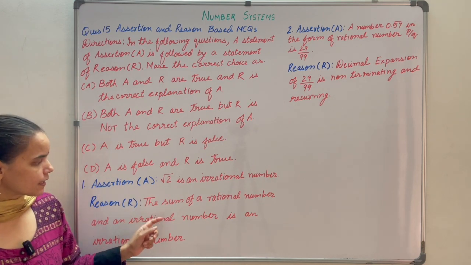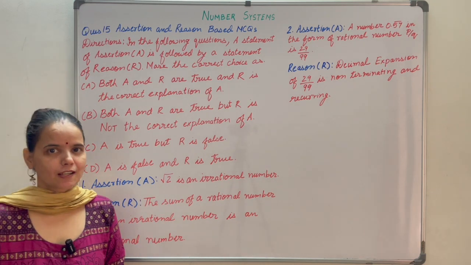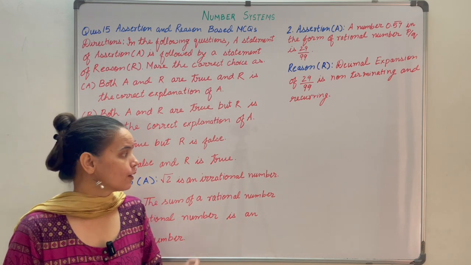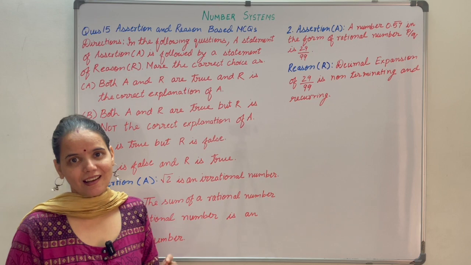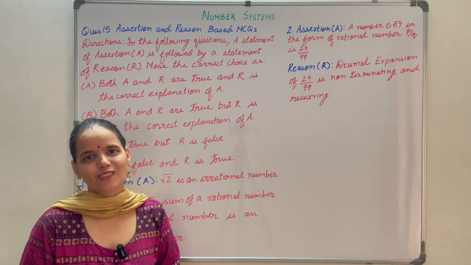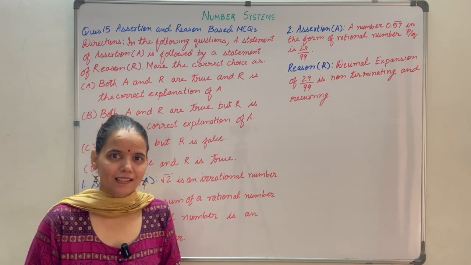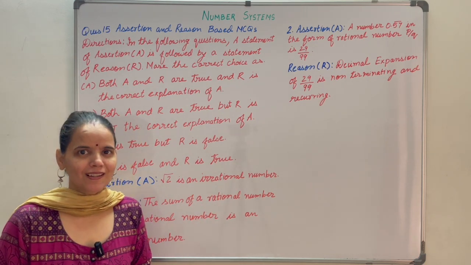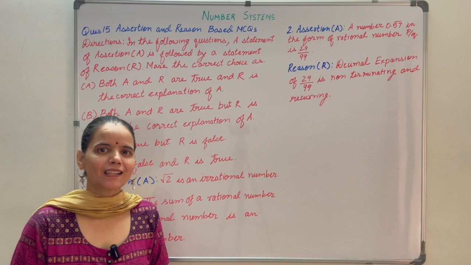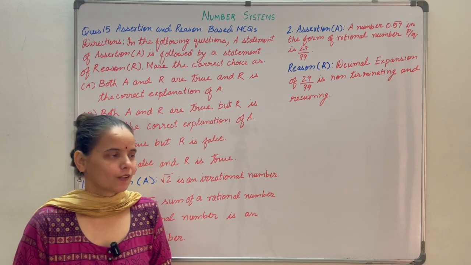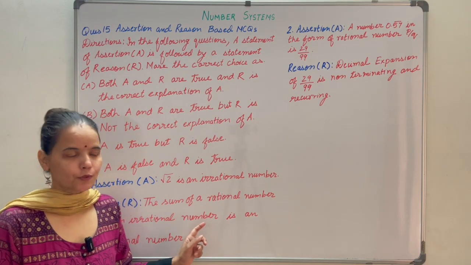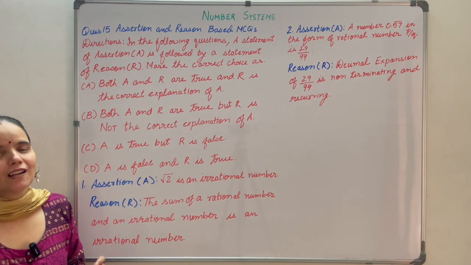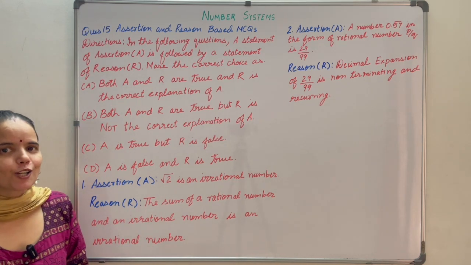So here the reason given is the sum of a rational number and an irrational number is an irrational number. For what? Root 2 is an irrational number. So of course this is not the correct reason. The correct reason is root 2 is an irrational number because it is non-terminating, non-recurring. So this is true, but this is not the correct explanation of this statement. Now let us choose the correct option.